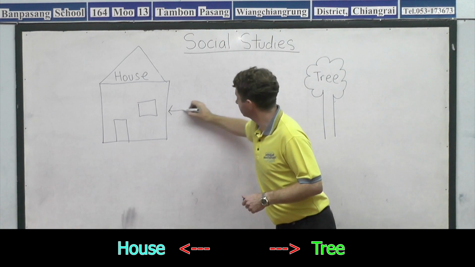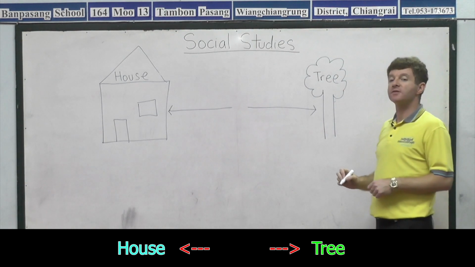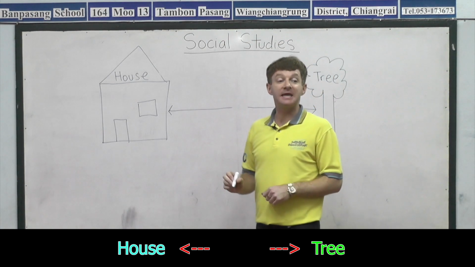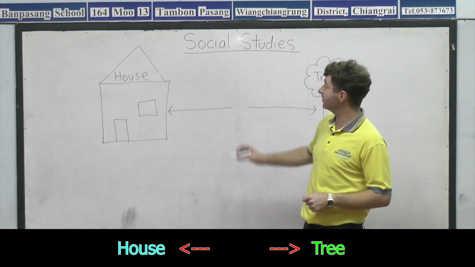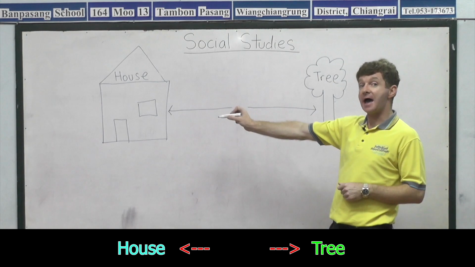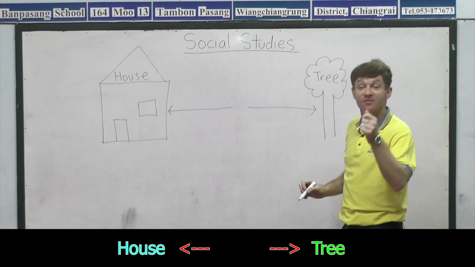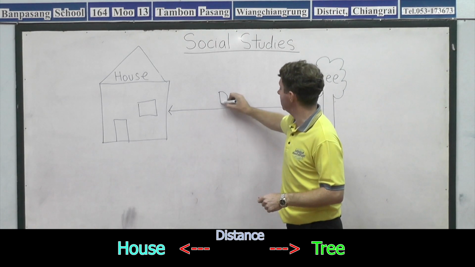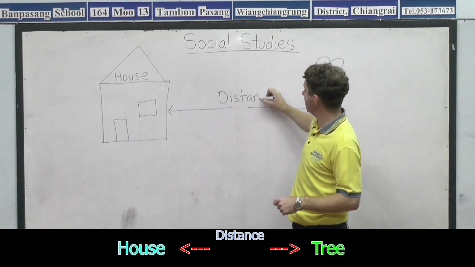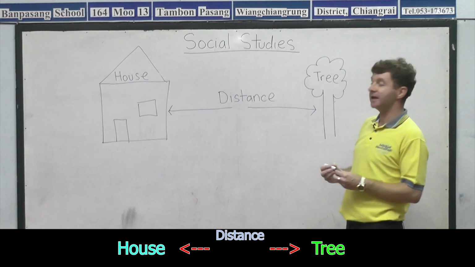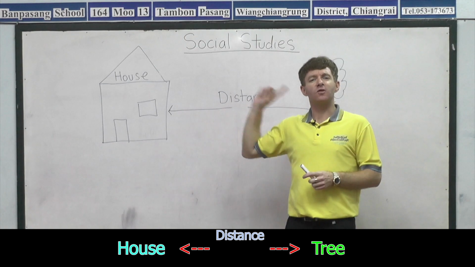The space from the house to the tree, do you know what we call this space? Beginning with D. Distance. Excellent. Well remembered. The space from the house to the tree is what we call the distance. D-I-S-T-A-N-C-E. Distance.